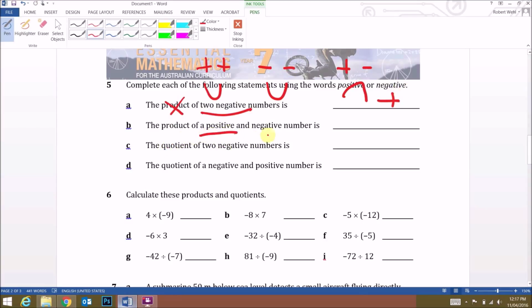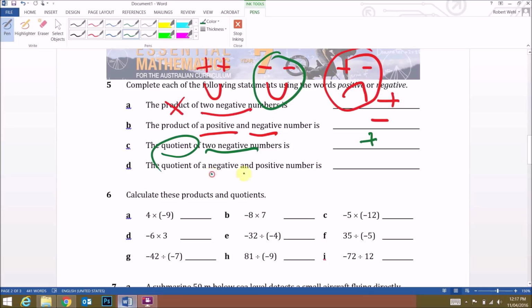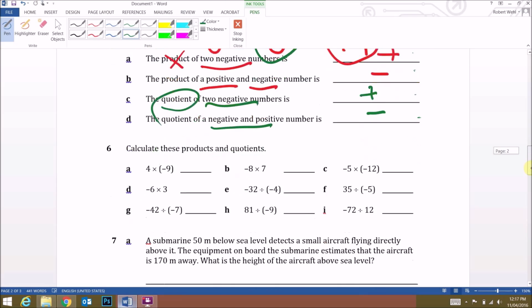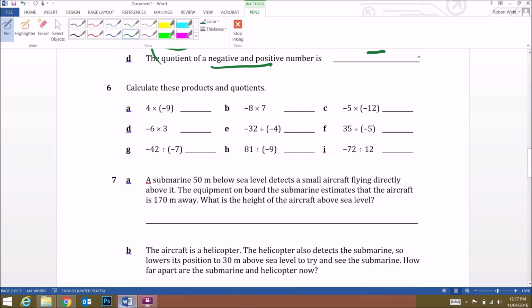The product of a positive and a negative, that's this face. It's sad, so it's a negative. The quotient, that's division. Remember that your answer to a division is called the quotient. Of two negatives, there's our two negatives. We're happy, so it's a positive. And a negative and a positive, we're sad face again. So positive, negative, positive, negative. All right, here once again we follow the same rules.